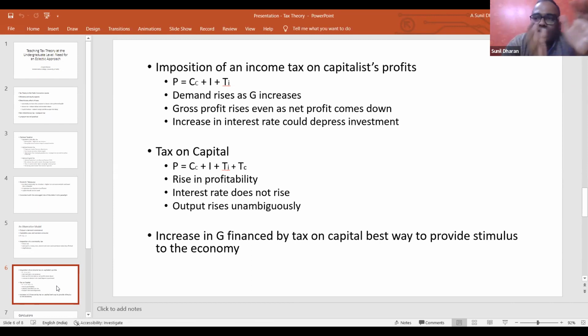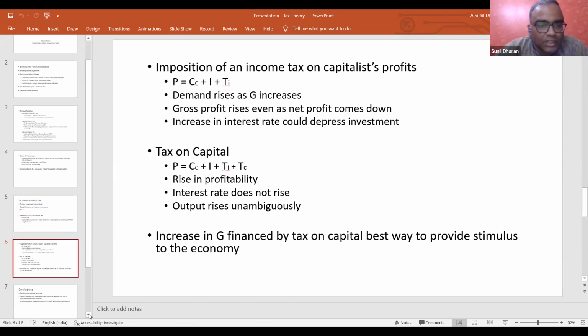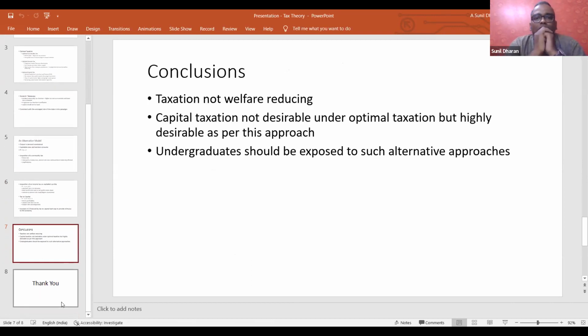Now, this is in sharp contrast to the result of the optimal tax theory, which shows that capital taxation should be avoided because it discourages long-term growth. It has an adverse impact on long-term growth. So coming to the last slide, when the micro-theoretic approach looks at taxation, the result that we get is that taxation reduces welfare. Taxation brings down our welfare.